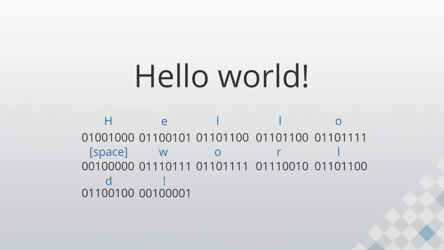Altogether, the sentence can be encoded like this. Remember, these ones and zeros are just stand-ins for physical signals, such as magnetic or electrical charge. But by converting the signals to binary, the computer can display the sentence.